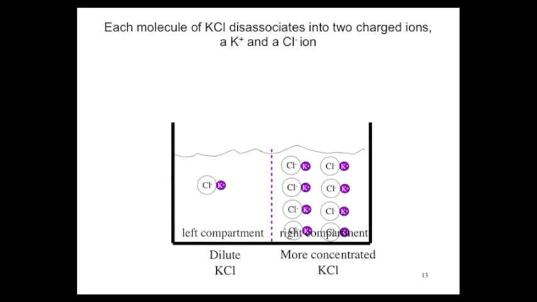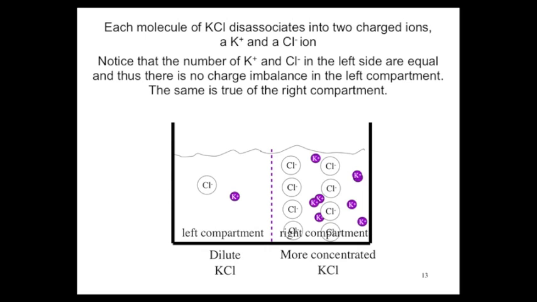Each molecule of potassium chloride will dissociate into two charged ions, a positively charged potassium and a negatively charged chloride ion. Notice that the number of potassium and chloride ions in the left side are equal, and thus there is no charge imbalance in the left compartment. There's one potassium and one chloride. The same is true of the right compartment. There are 8 positive potassiums and 8 negative chlorides.